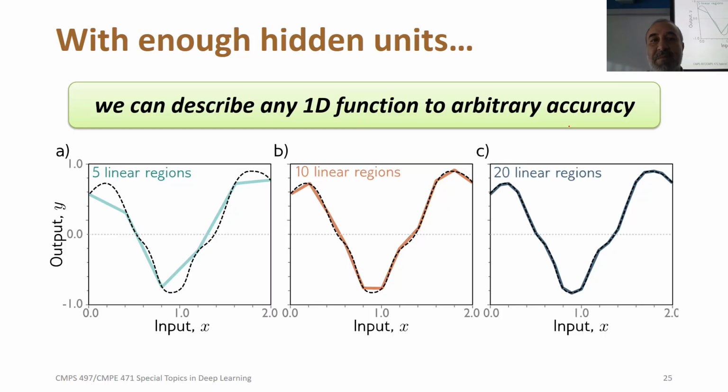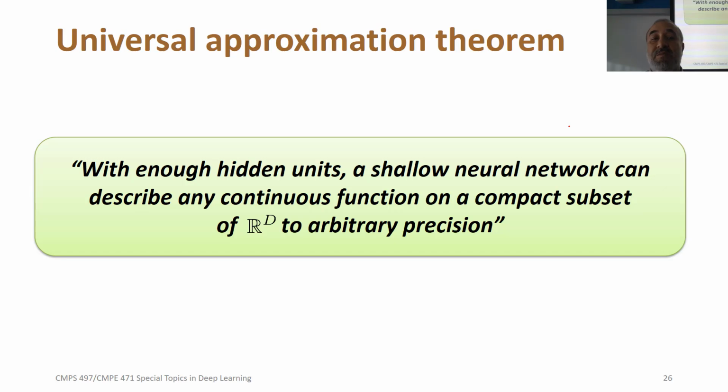So this is what we mean by the universal approximation theorem. With enough hidden units, a shallow neural network can describe any continuous function on a compact subset of the real number line to arbitrary precision, to specific accuracy. Which means that we can do anything with a shallow neural network. But the key point is a specific word in the theorem. Can you tell me which word here is the key point? With enough, very good, with enough hidden units.